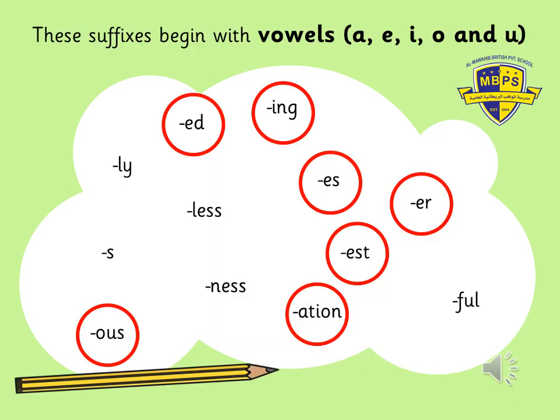There are some letters of the English alphabet which are known as vowels: A, E, I, O and U. Some of the suffixes begin with these vowels, as you can see: ed, ing, es, est, ation, ous. So these are the suffixes that begin with the vowels, and how do we use them in making new words? We will see later in the video.